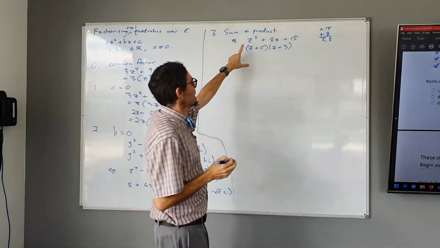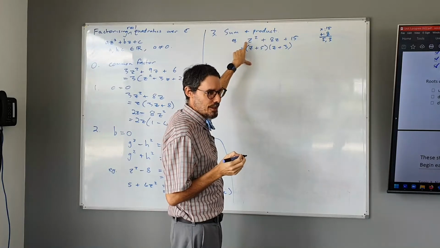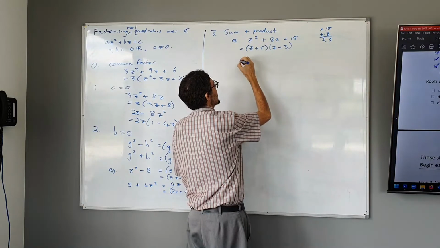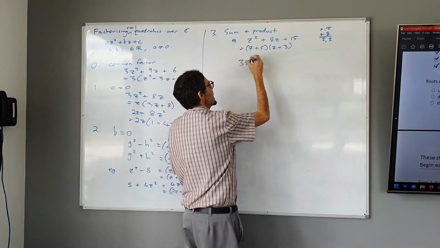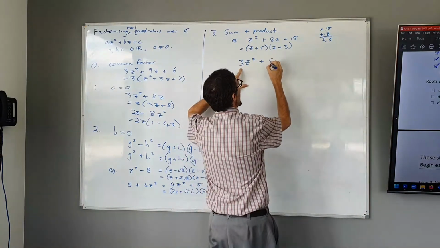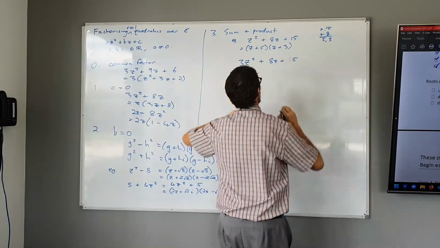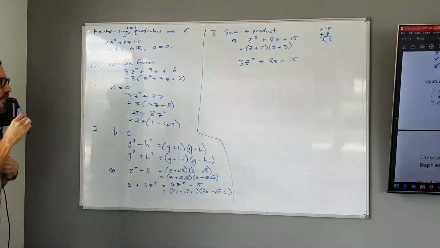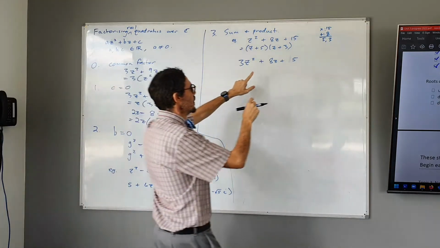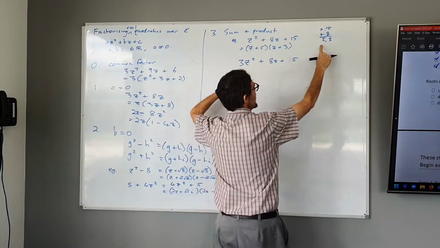If the number in front is not 1, you can still do this, but you might need a couple more lines. Go back to first principles to make it easier. What if I had 3z squared plus 8z plus 15? So the numbers are going to be the same. It's still add to 8, multiply to 15.